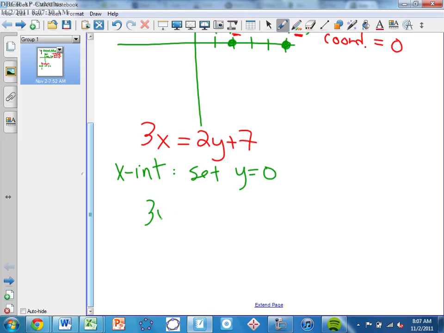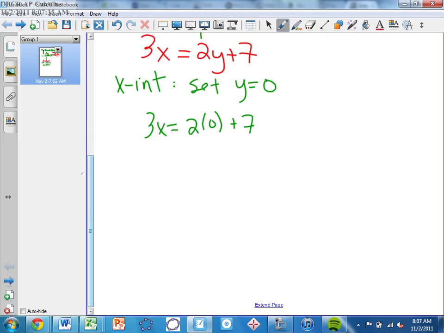We got 3x equals 2 times 0 plus 7. Again, if you're finding the x-intercept, just set y equal to 0. So here we're left with 3x equals 7, or x equals 7 over 3. Well, again, when we look at points, we kind of want to know the decimal, right? We talked about this. If it's a slope, leave it as a fraction. Okay, so here we're going to get 2.3 repeating. So that tells me that the x-intercept is 2 1/3.